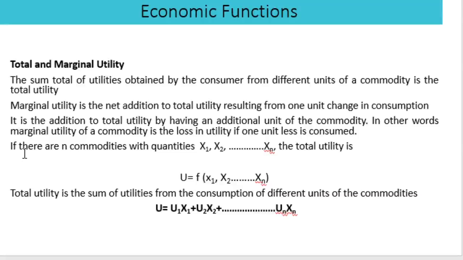If there are n commodities with quantities x1, x2 to xn, then total utility is U, a function of x1, x2 to xn. That is, the total utility is the sum of the utilities from the consumption of different units of the commodity. Then this can be specified as U equal to U1(x1) plus U2(x2) plus Un(xn). This is the total utility.